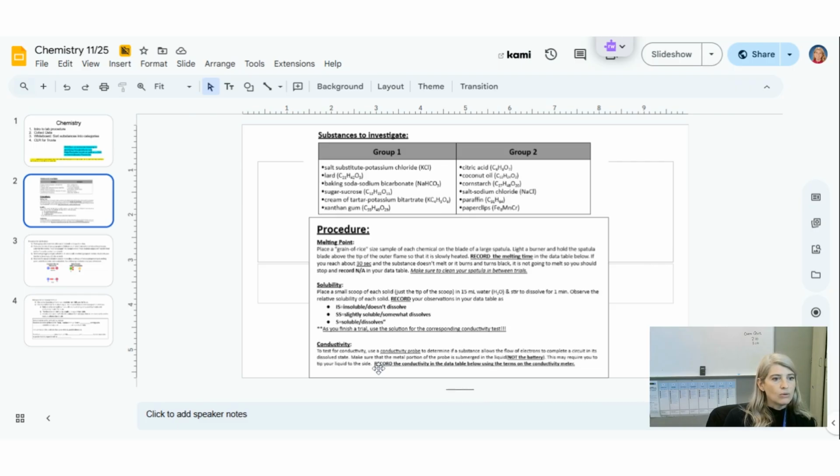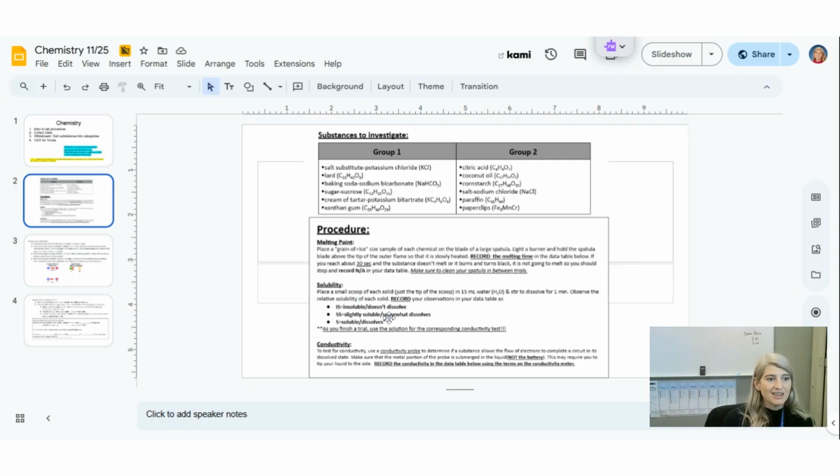We're also looking at the properties we expect for ionic versus polar versus non-polar. We're going to review that again today in class, and we did that on Wednesday. So we should be able to say that if something's ionic, it's going to have a very high melting point, it's going to be a very good conductor of electricity, and it's very soluble in water.